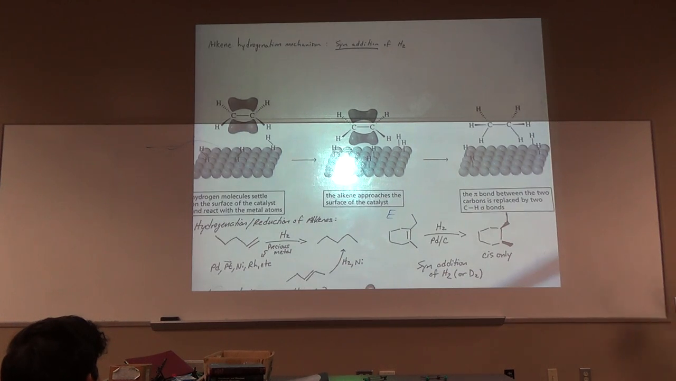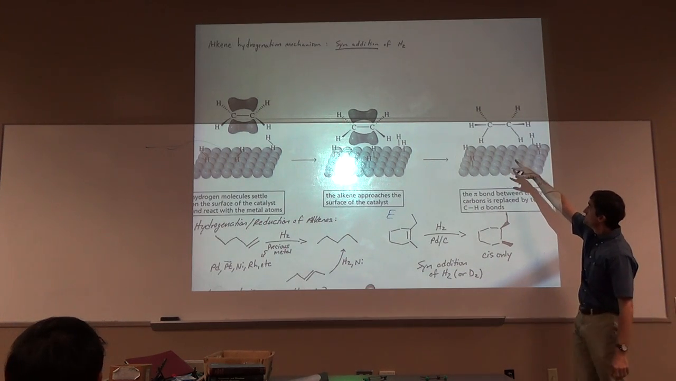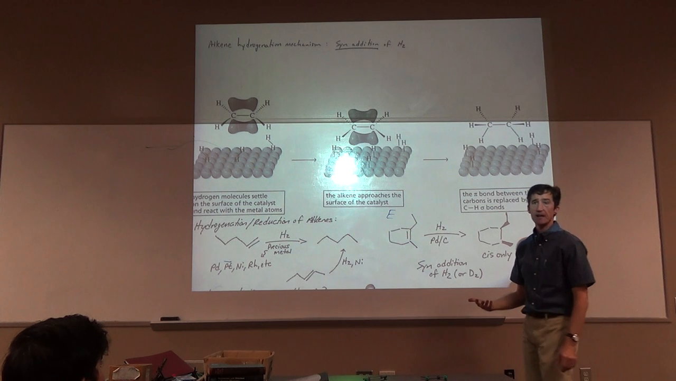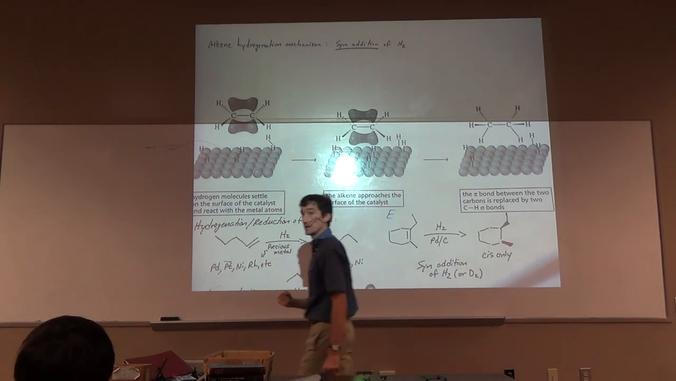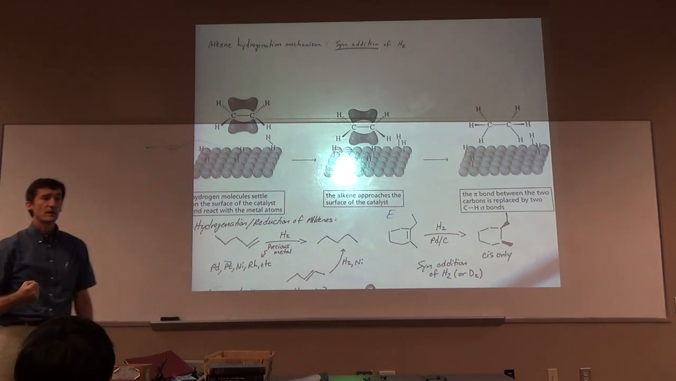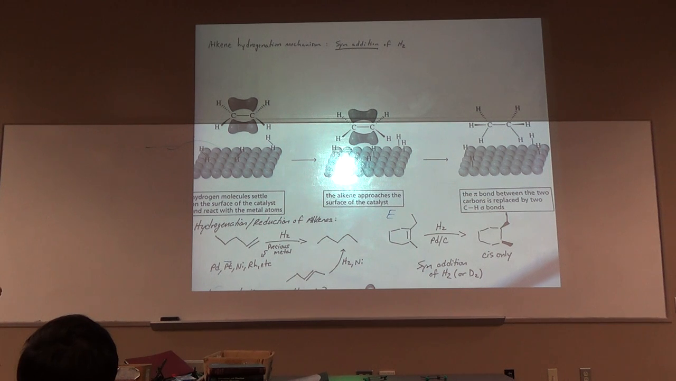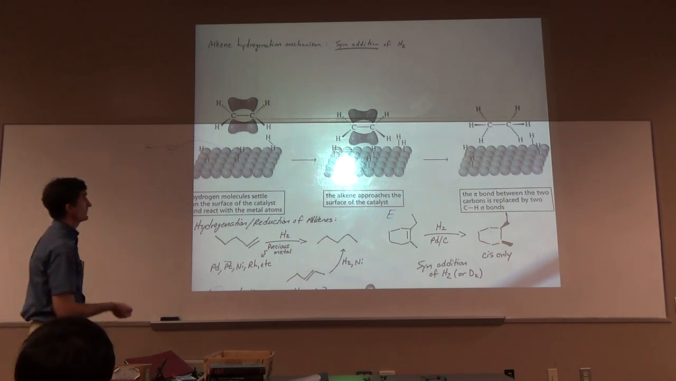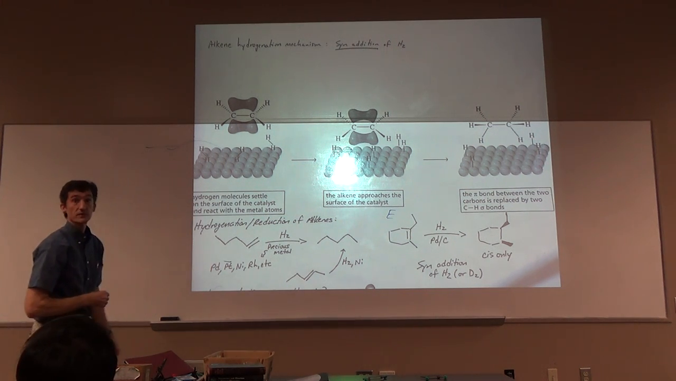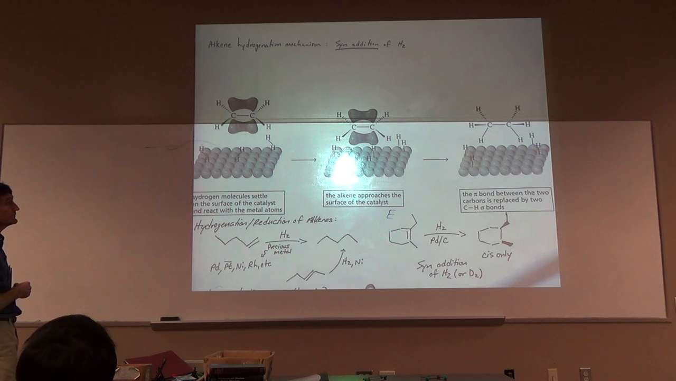And we have hydrogenated the alkene. Now when you add H's, that's also known as a reduction in organic chemistry. So you can also say we've reduced the alkene. You can also say we've saturated the alkene, because it's no longer unsaturated. It's now saturated with H's. There's different terminology.